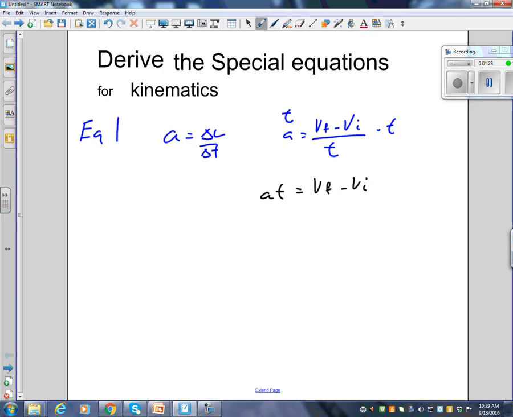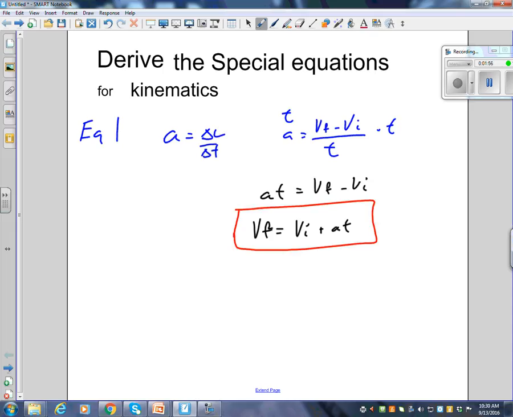So I'm going to write it as, can you do it mentally? I'm going to take the minus vi over here, and it's going to become plus vi, and then the whole thing is going to be equal to vf. So then I'm just going to write it as vf equals, we put the vi first actually, vi plus at. And that, my friends, is special equation number 1.